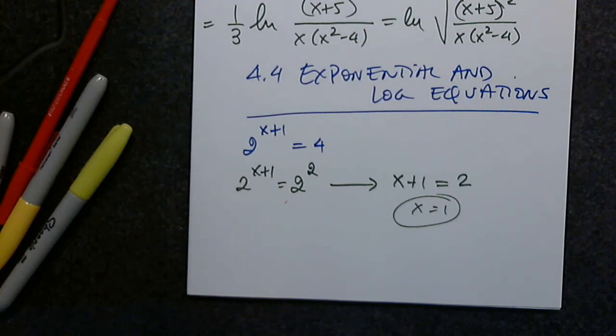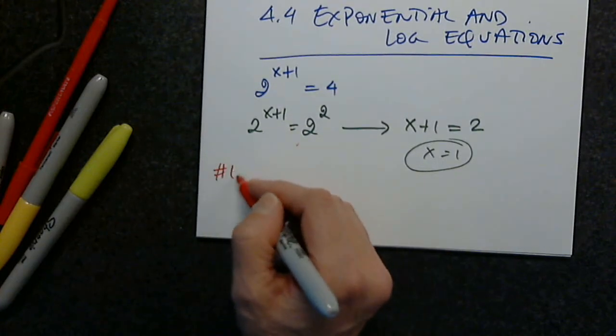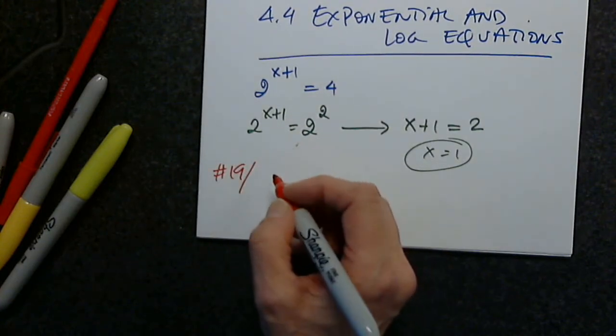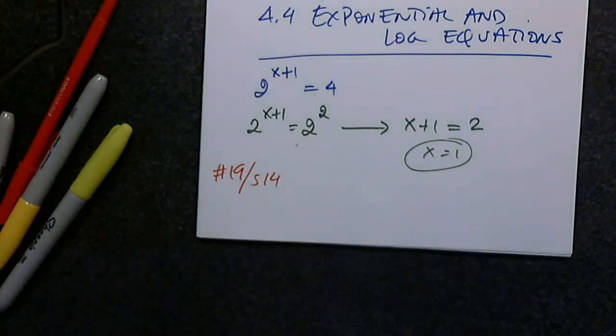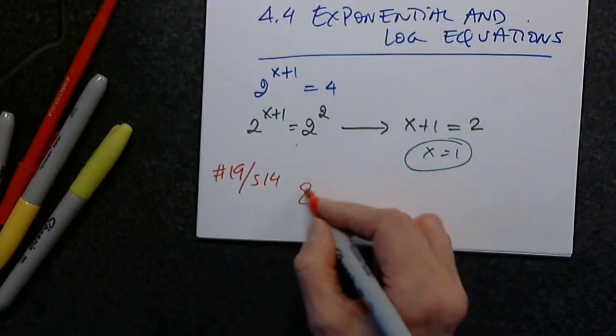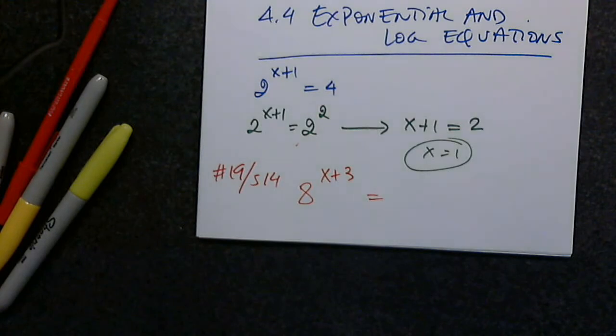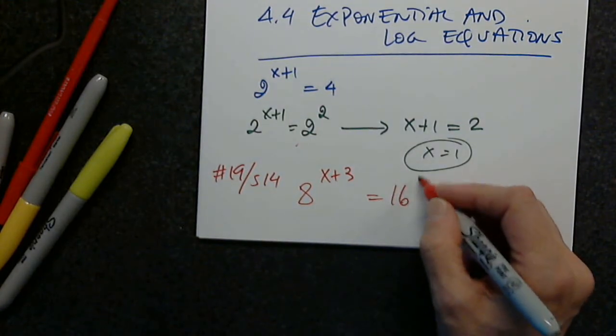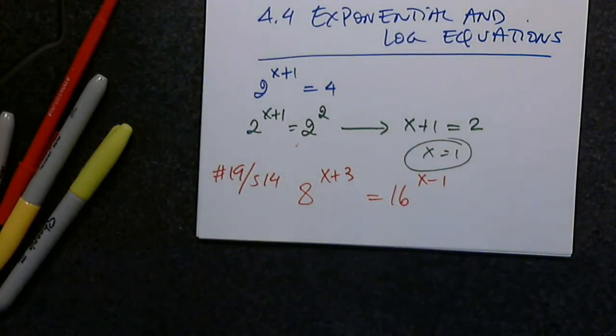Like problem 19 on page 514. 8 raised to x plus 3, everything equals 16 raised to x minus 1. Like always, I'm asking myself what type of equation is this? And I will have to say that since the variable is at the exponent and nowhere else, it must be an exponential equation. Good.